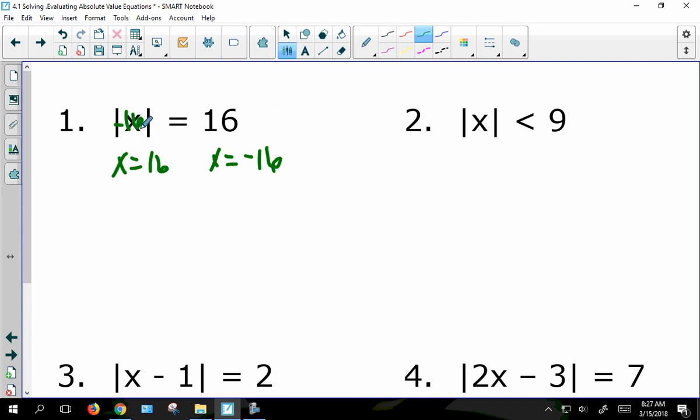Yes, because this is the distance from 0. How far is negative 16 from 0? It's 16 numbers. How far is positive 16 from 0? It's 16 numbers. It's distance. That's why in distance you don't say negative.